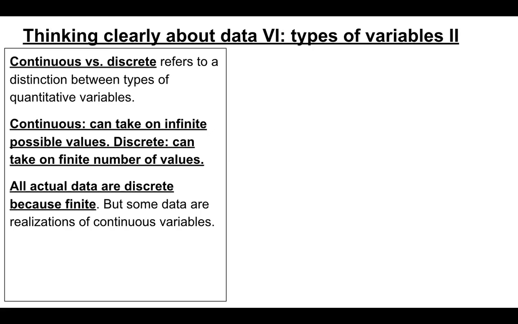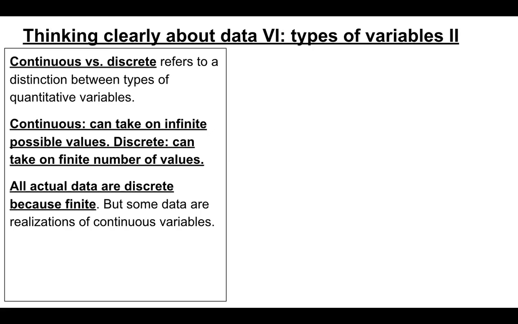So first of all, actual data are discrete because they're finite, meaning that you don't ever actually observe the continuous part of a continuous variable. But some data are realizations of continuous variables, meaning that they come from variables that could in principle take on any number of values. And that is important for how we model those variables. Also, all actual data are discrete because of the limitedness of measurement systems.